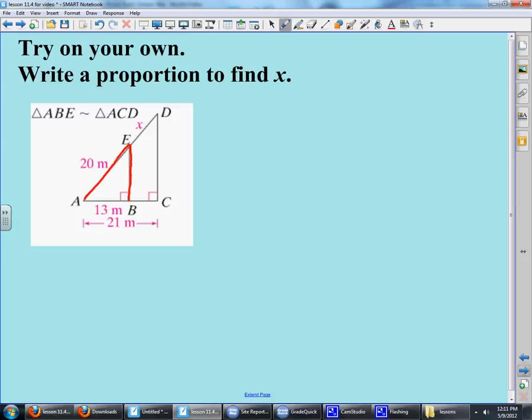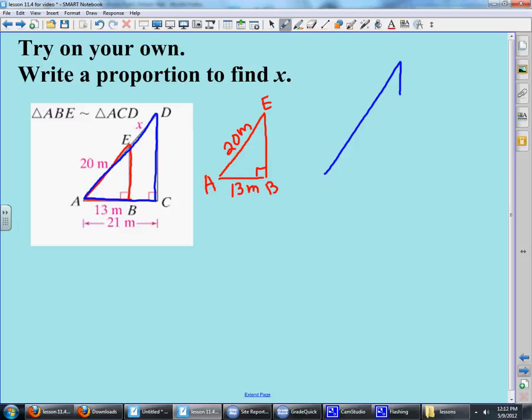This triangle ABE. So triangle ABE looks like this. And we know that the hypotenuse is 20 meters and this leg here is 13 meters. Now there's a bigger triangle here called ADC. That as well is a right triangle, and they're both similar. So we can use proportions to help us find the length.